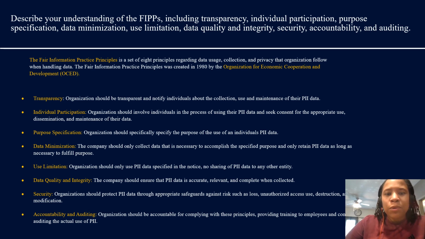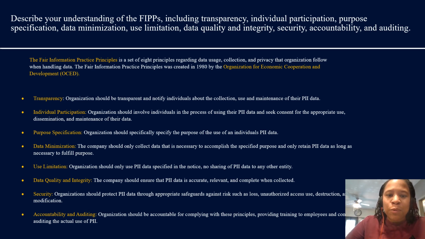The fifth principle is use limitation, which ensures that an organization should only use PII data as specified in the notice to the user. And there should be no sharing of PII data to other entities without the consent of the individual. The sixth principle is data quality and integrity, which ensures that the company should make sure that the PII data is accurate, relevant, concise, and complete when collected.